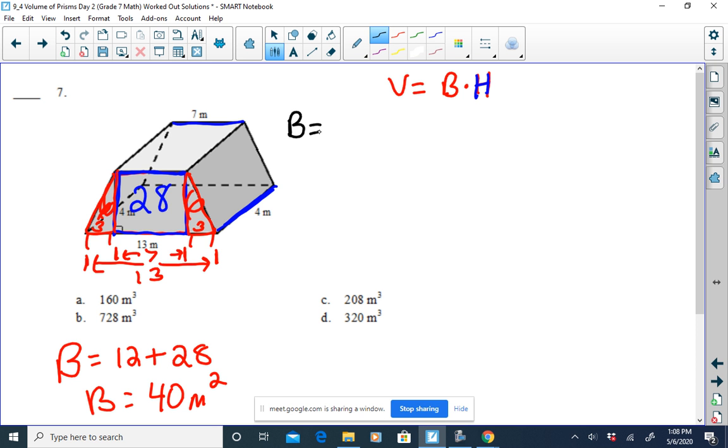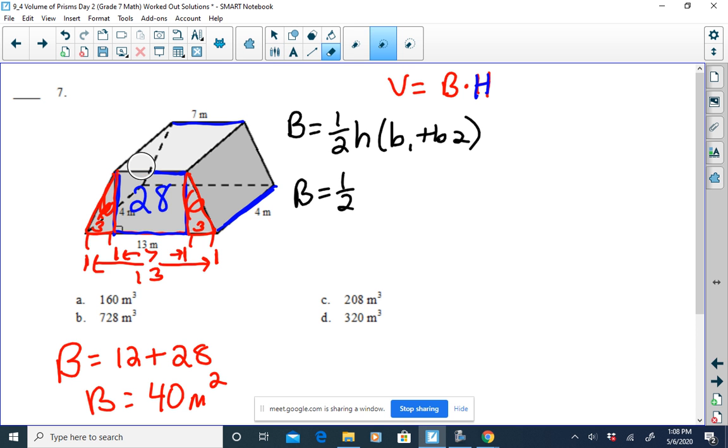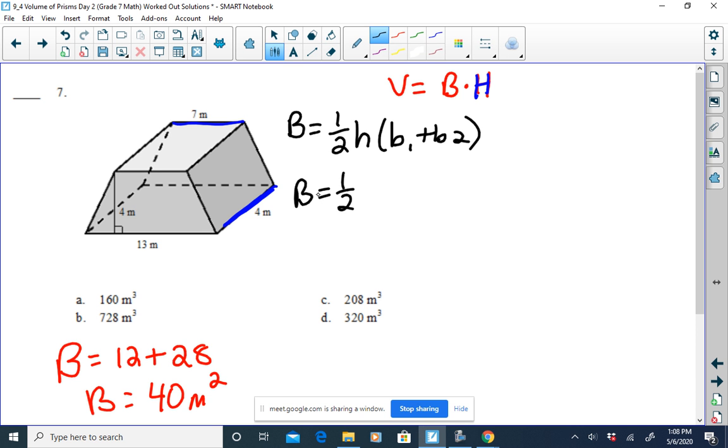Capital B, base area is a trapezoid, and the area of a trapezoid is 1/2. Oops, we messed that up. It's 1/2 times the height times B1 plus B2. That's the formula for the area of a trapezoid. So my capital B is going to be 1/2. Now, what do I need? I need the height of the trapezoid. So I'm going to erase this so that we could see it and start clean again, because now we're just going to find that base area a different way. We know the base area is going to be 40, but let's see how we get to 40 using the formula.